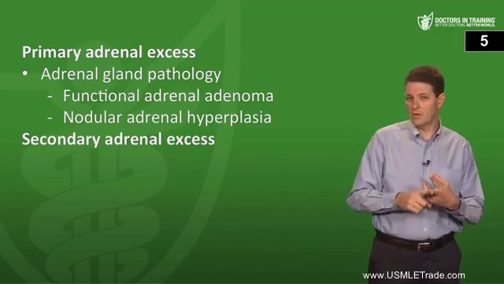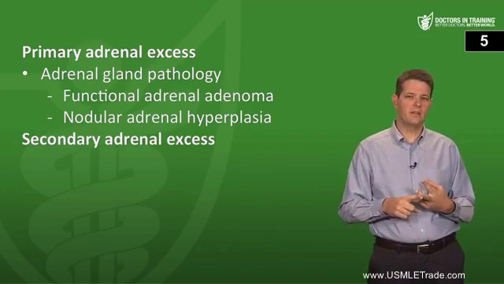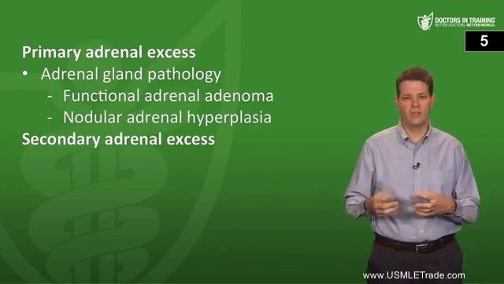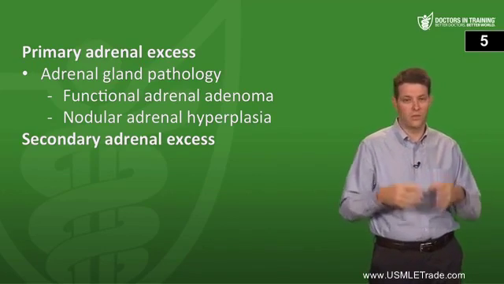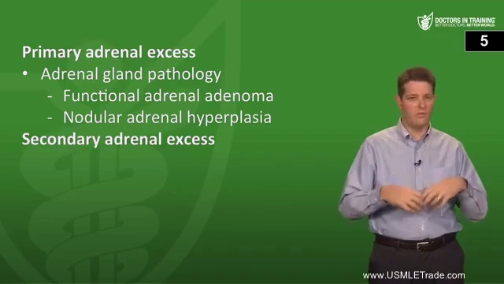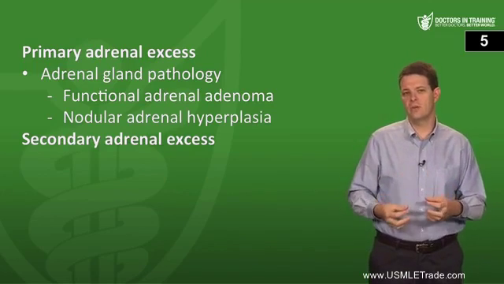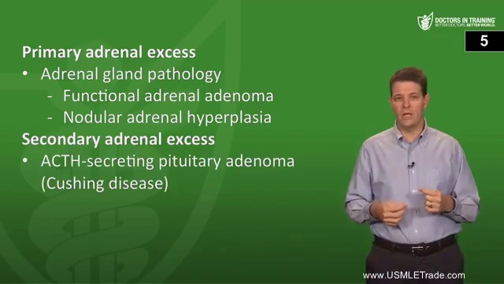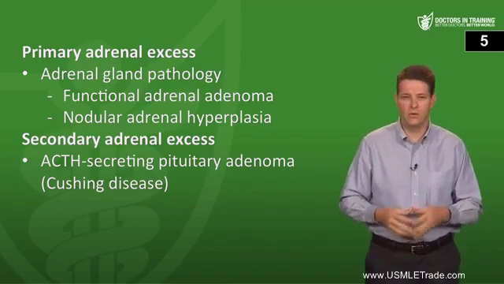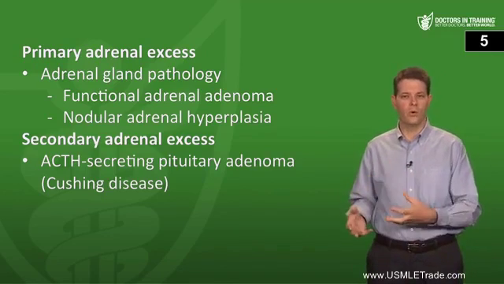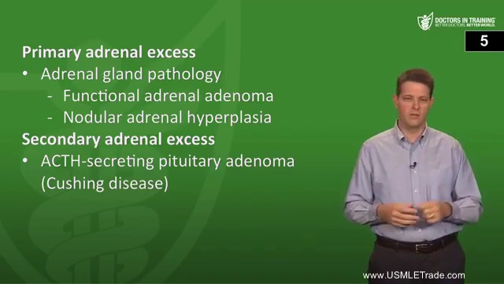Then in secondary adrenal excess, the adrenal glands aren't really the problem. Secondary adrenal excess means that there's too much ACTH being produced, and that ACTH is stimulating the adrenal cortex to release excess cortisol. So the adrenals aren't the problem, they're just following orders from this excess ACTH. So one form of secondary adrenal excess would be a pituitary adenoma that secretes excess ACTH. We call this Cushing disease. So Cushing syndrome is where you have all those glucocorticoid effects. Cushing disease is specifically a pituitary adenoma that causes it.